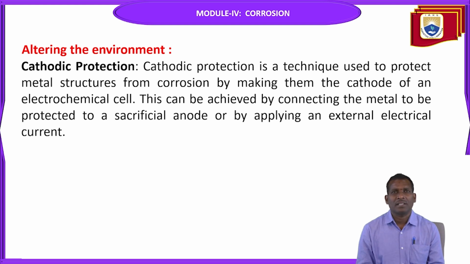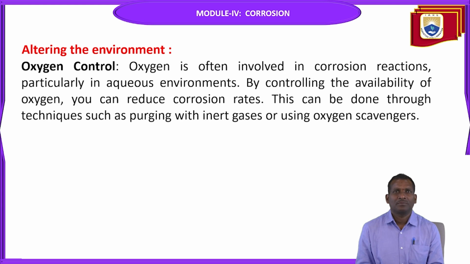This technique is generally used to protect metal surfaces from corrosion. So the surface you are going to protect, that is the metal surface, make it the cathode by connecting the metal to be protected to a sacrificial anode, or by connecting it to an external electrical current. This method is known as cathodic protection.